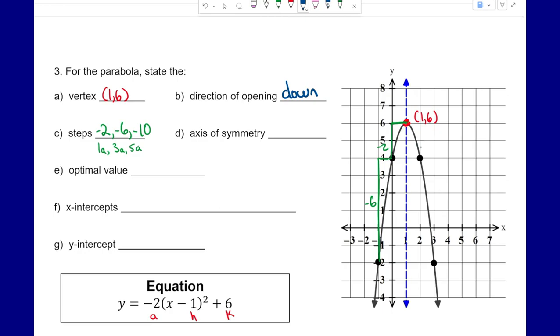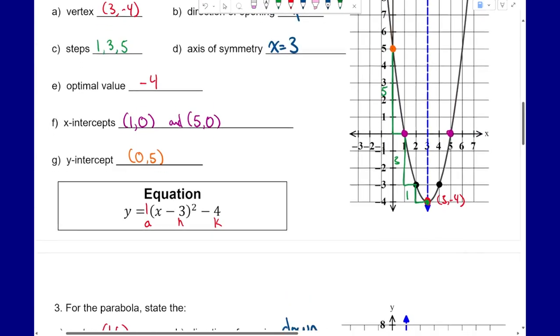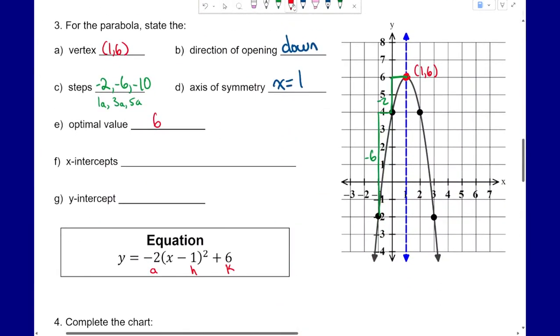The axis of symmetry is here in blue. It's going to have the form x equals. In this case, the x value that it equals, if we look, what does it go through? Well, it goes through 1. That's also the x value of the vertex. So the equation of the axis of symmetry is x equals 1. The optimal value is the y value of the vertex. In this case, it would be a maximum, and the highest value in this case would be 6. I just want to make sure I got the right colors. So purple and then orange.